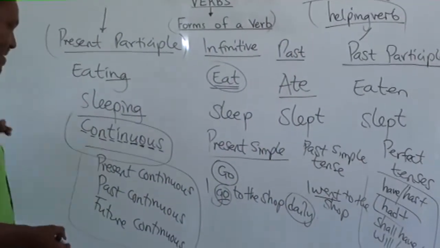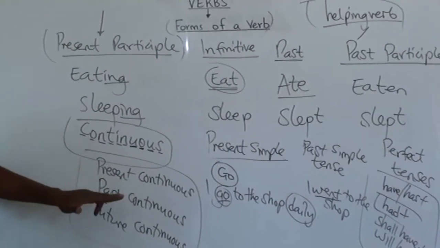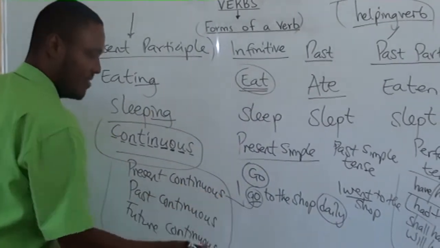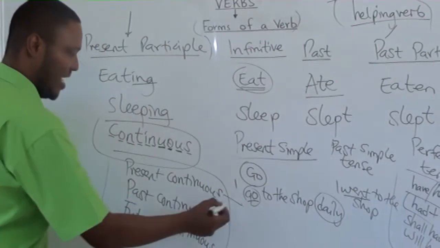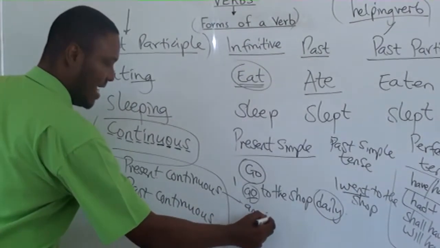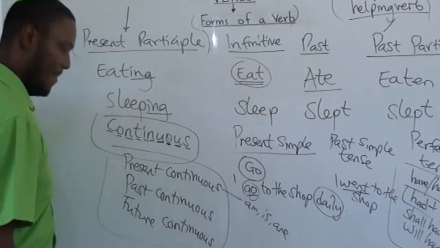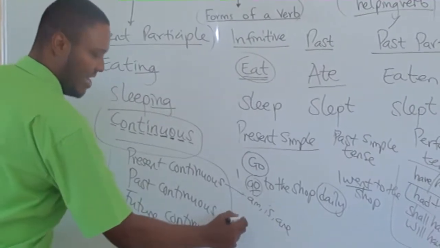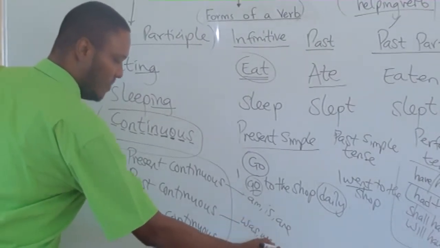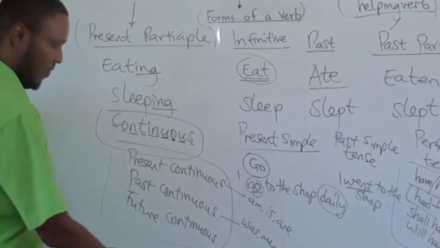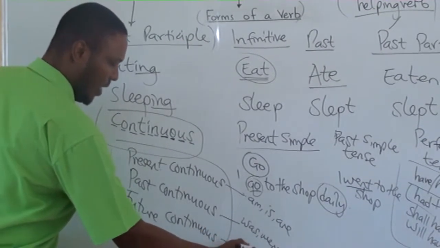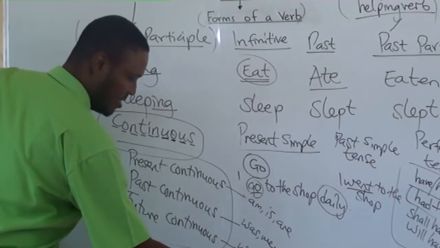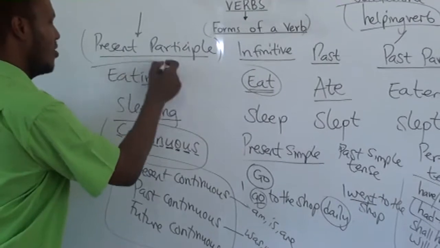In the continuous tenses, we have the present continuous, the past continuous, and the future continuous. Present continuous tense has three helping verbs: am, is, are. Past continuous, we have two helping verbs that are used: was and were. Future continuous, we have will be and shall be, plus now the continuous form.